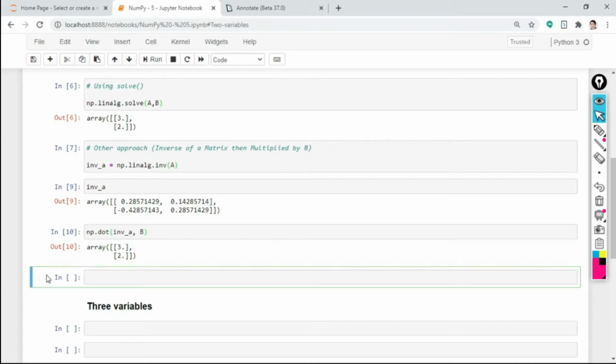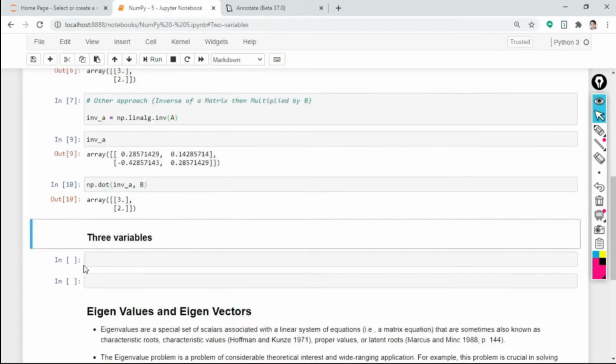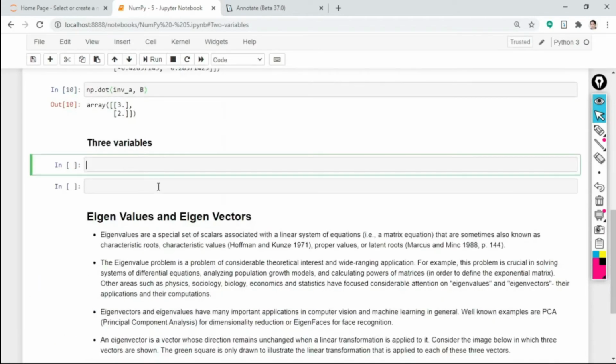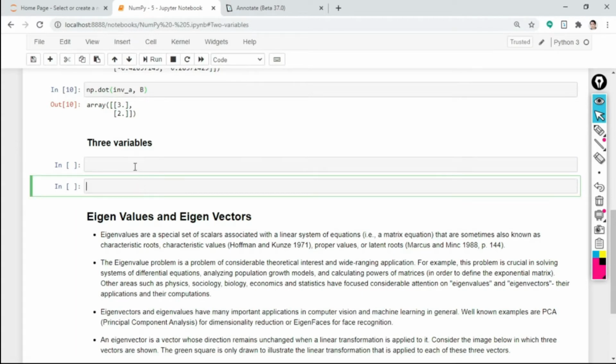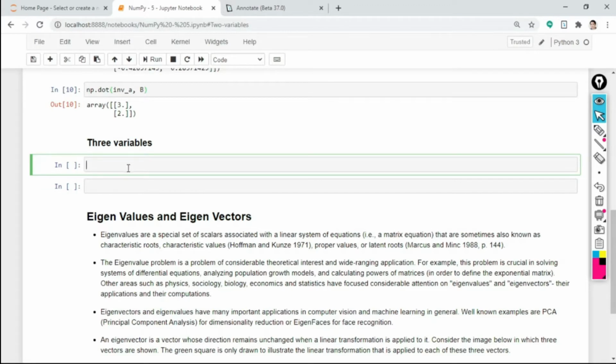So for the next one, let me delete this one. So for the next one, how about we compute for three variables? So I think this will be the same process, but with longer solutions because this is a three variable matrix. So again, you can use substitution if you're familiar. You can also use the elimination method, but again, we will use the matrix. So let me save this one first.